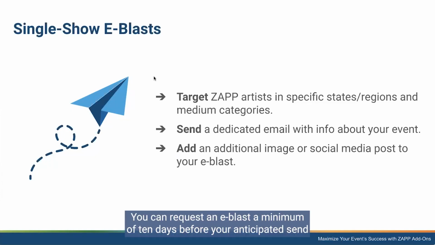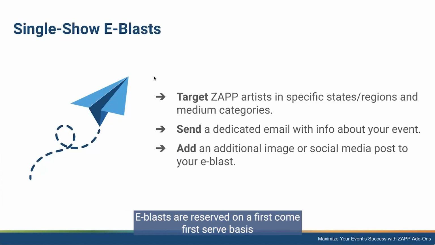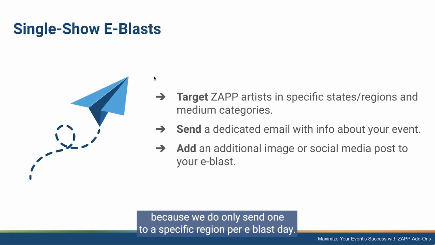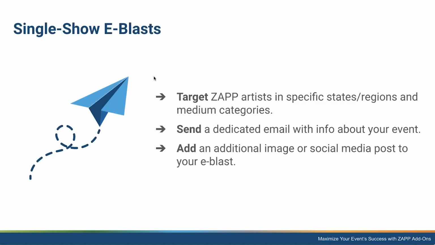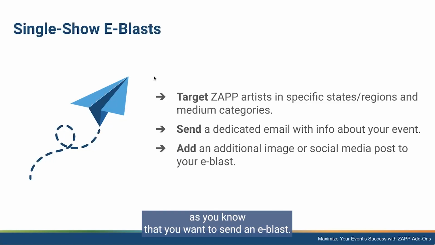You can request your eBlast a minimum of 10 days before your anticipated send date. eBlasts are reserved on a first come, first served basis because we do only send one to a specific region per eBlast day. So you'll want to request one as soon as you know that you want to send an eBlast.